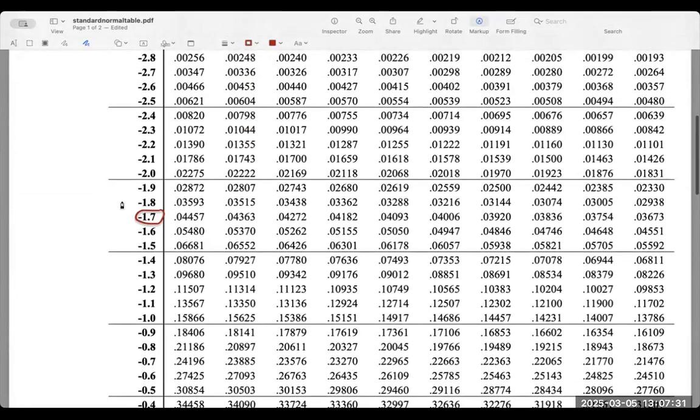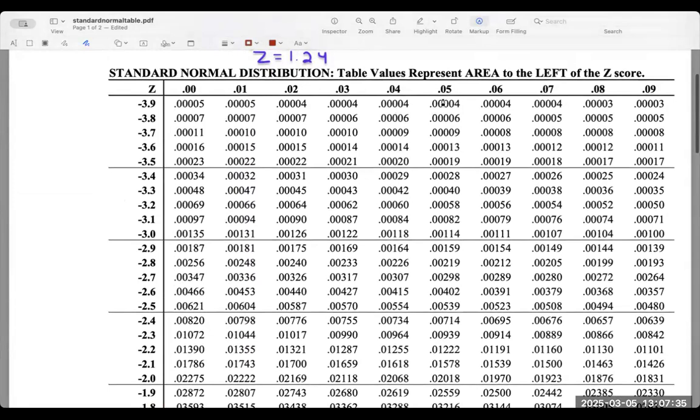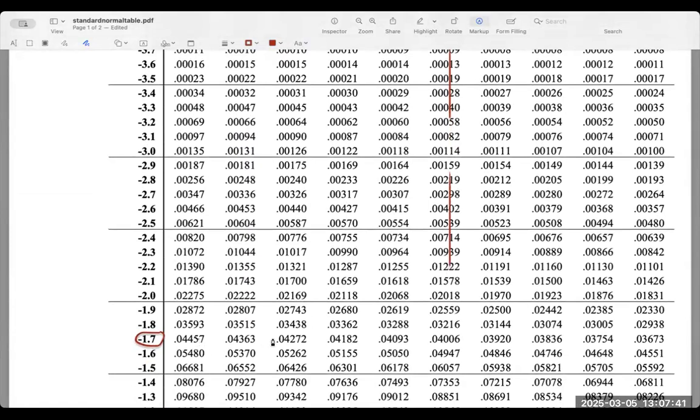In order to get that 5, let me scroll up a little bit more. I have to go over to this 5 here, and now I just need to see where they intersect. And it's right here. I'm going to round to the hundredth. This is 0.04. So the probability that Z is less than negative 1.75 is about 0.04.